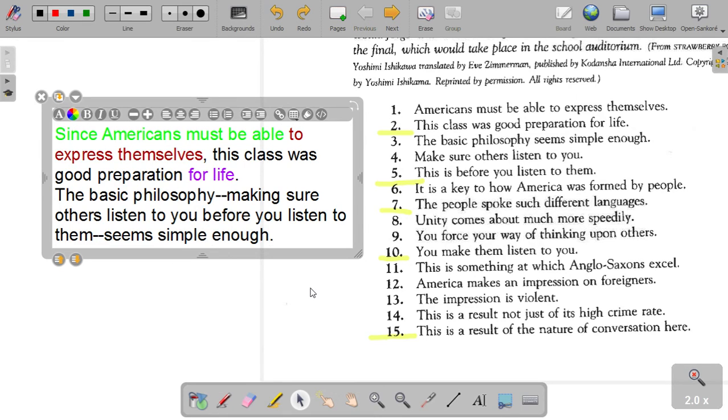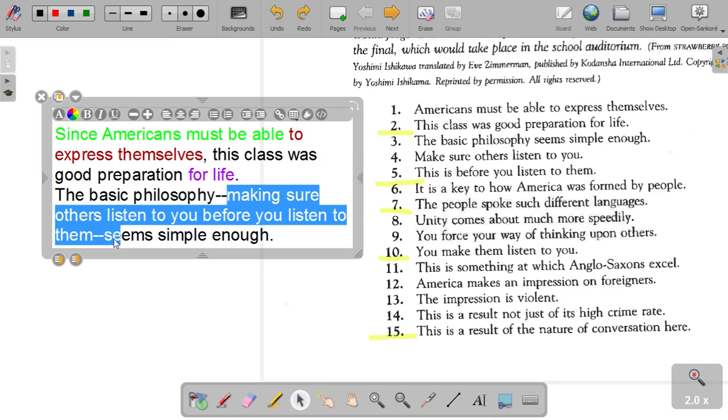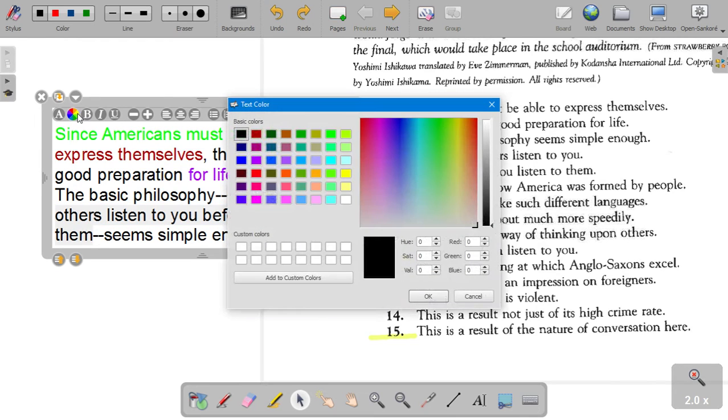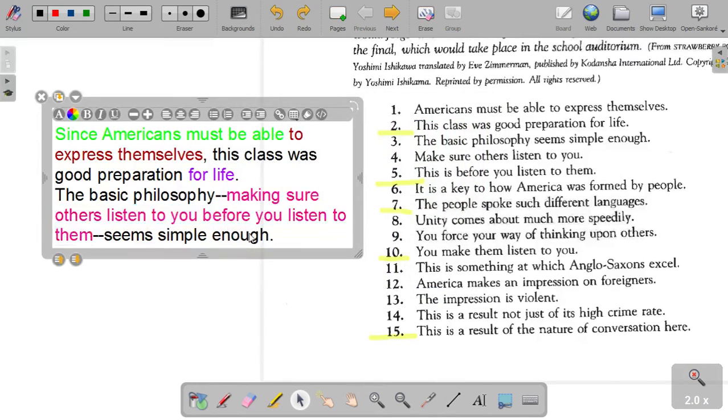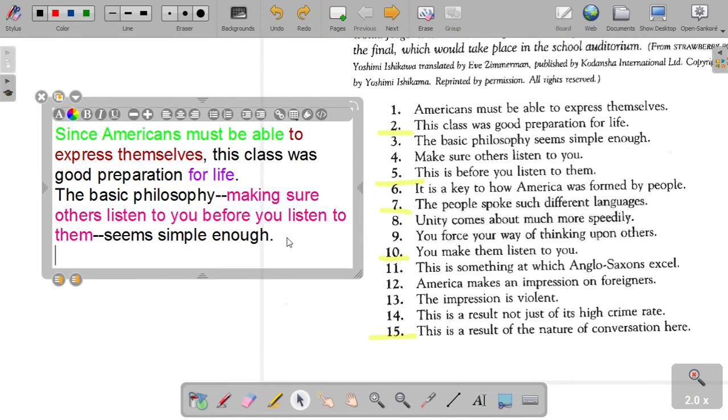So this whole thing here, making sure others listen to you before you listen to them, well, it has a few prepositional phrases and also an infinitive, but the whole thing basically is functioning like a positive. So we'll make it P for a positive. Okay, and then the rest of it is just a regular sentence. Okay, now let's look at 6 and 7.